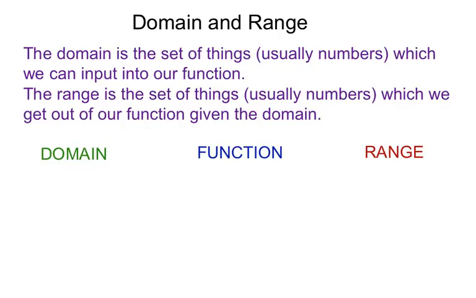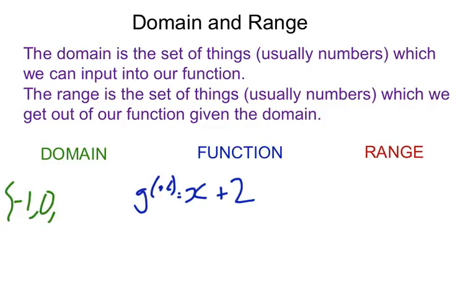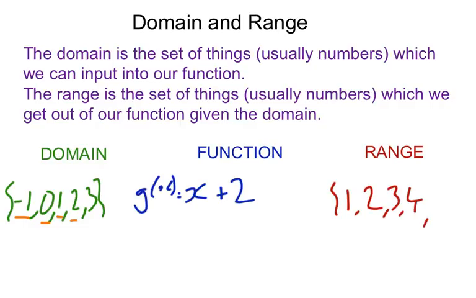So let's have a look at another example. This time our function is going to be x plus 2, and we're going to call it g of x equals x plus 2. This time our domain is going to be minus 1, 0, 1, 2, 3, and when we calculate each of these for our range, we get minus 1 plus 2 gives us 1, 0 plus 2 gives us 2, 1 plus 2 gives us 3, 2 plus 2 gives us 4, and finally 3 plus 2 gives us 5.